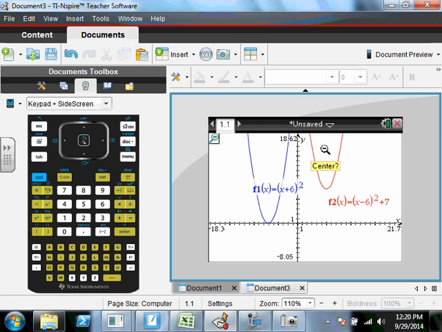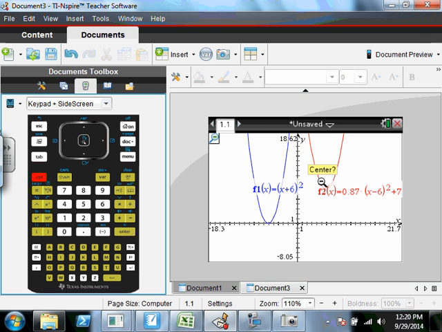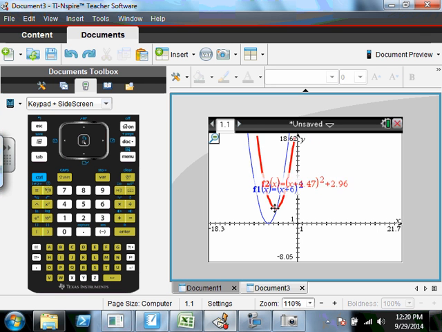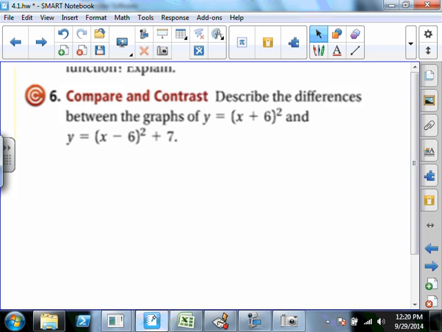Their vertices are in different places. Is that fair to say? Are the graphs the same shape, though? What if we were to take this one and drag it over here? Are the graphs the same shape? Okay. So the question says, describe the differences between them. So what are the differences?